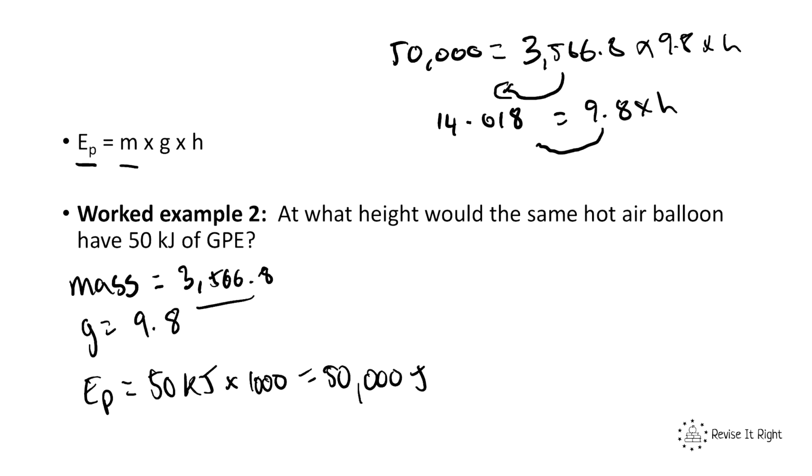So now we can put this over to the other side. It's a times over here, so we can divide it. So 14.018 divided by 9.8 gives us a height of 1.43. And the units for height are meters. So that is our answer for this question. So at 1.43 meters, our hot air balloon will have 50 kilojoules of GPE.